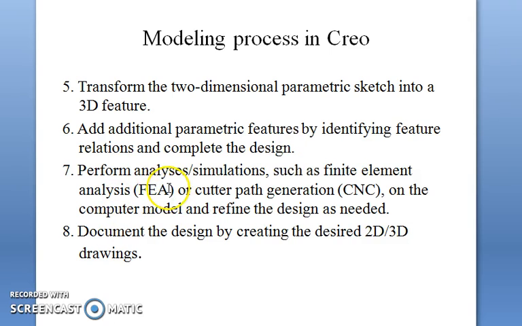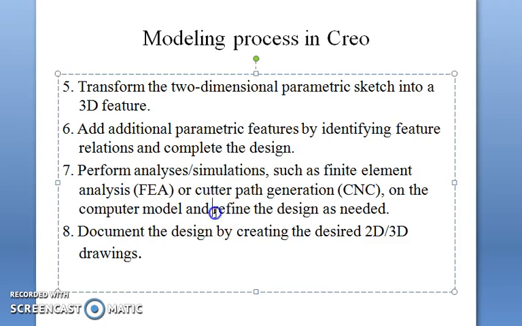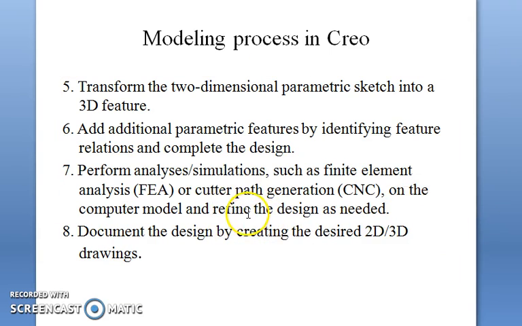And the next step is to perform analysis simulations such as finite element analysis, cutter path generation, CNC on a computer model, and refine the design as needed. Once the model has been created in Creo software following these steps, it needs to be validated. That validation is done using FEA. Whether the model we have created will withstand the stresses or the environment or the working conditions can be analyzed using simulations. If some parts or some design is weak, that can be redefined and the design can be changed.